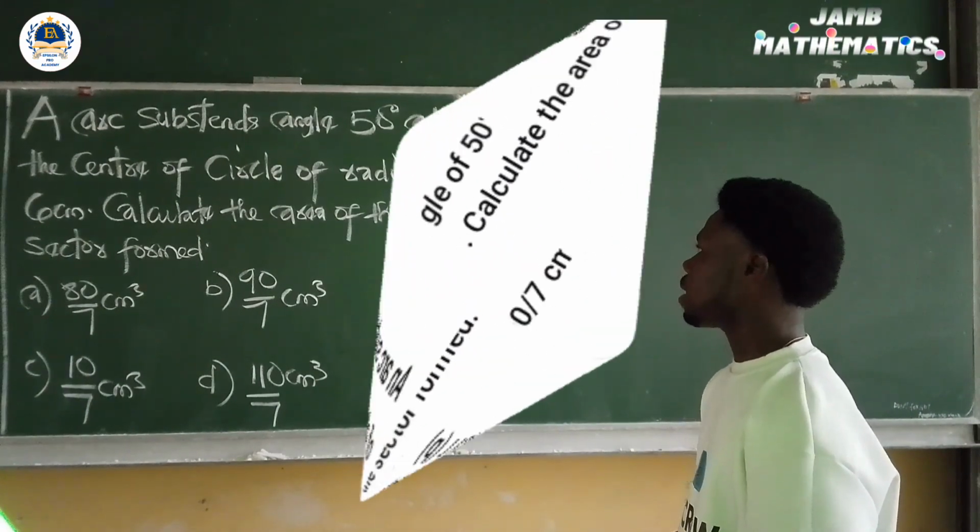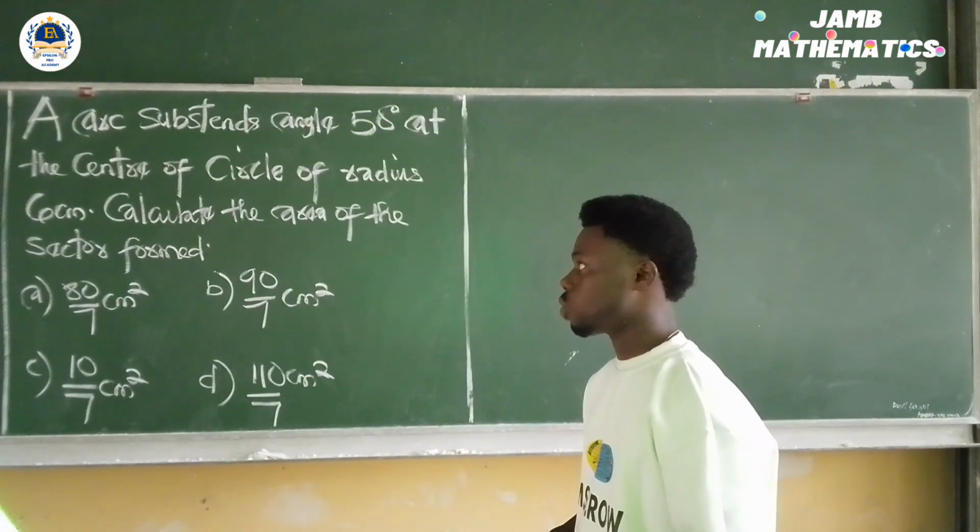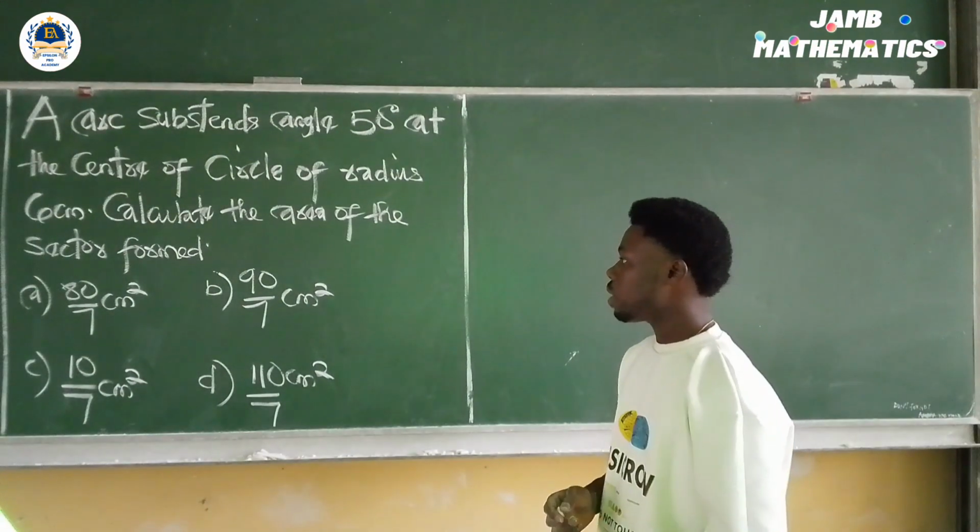An arc subtends angle 50 degrees at the center of circle of radius 6 cm. Calculate the area of the sector formed. A. 80/7 centimeter square. B. 90/7 centimeter square. C. 10/7 centimeter square. And D. 110/7 centimeter square. In this question, what is required is to calculate the area of a sector.